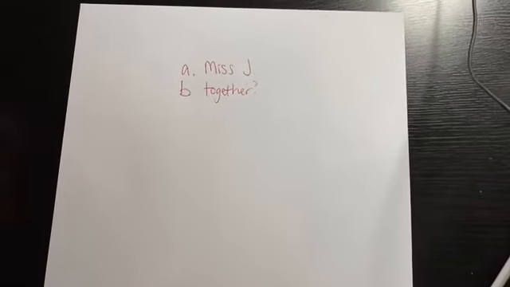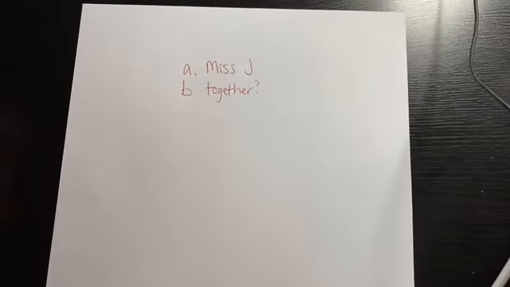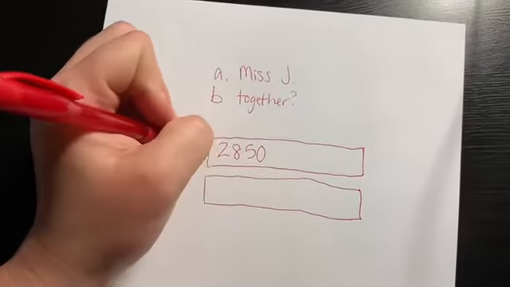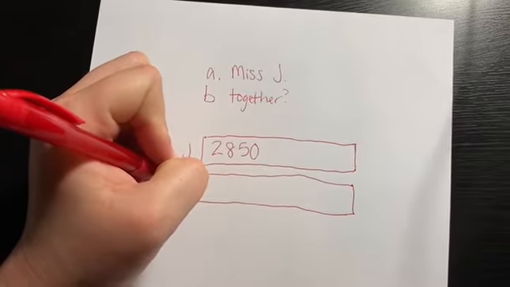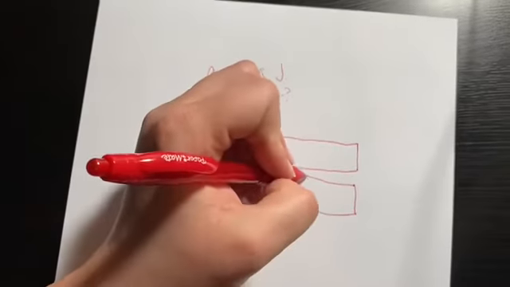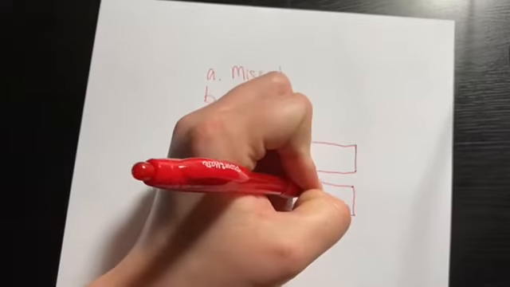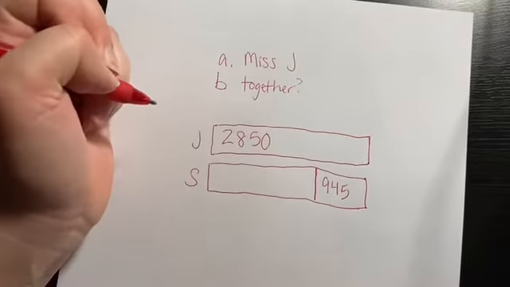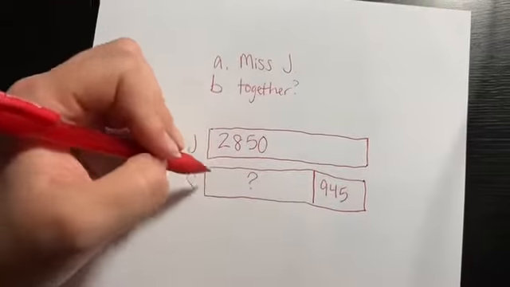Okay, so we see from the problem that Miss Smith earns $2,850. I'm going to make a bar, and these $2,850 fill up this entire bar. Now I'm going to make another bar that's the same size because we're comparing these two things. But unfortunately, she doesn't make up the whole bar. She makes $945 less. So what I need to do is figure out this missing piece.